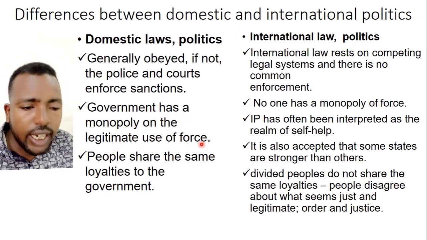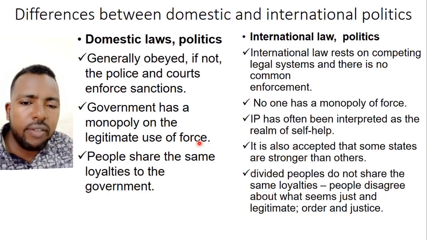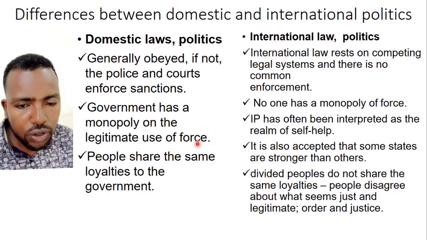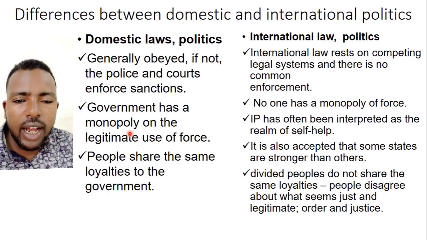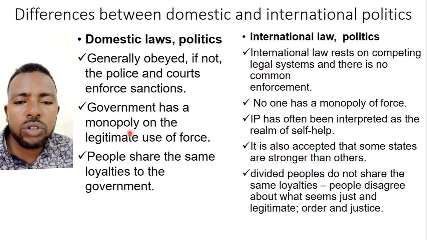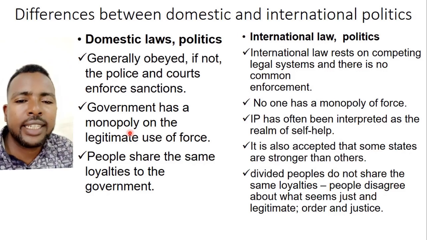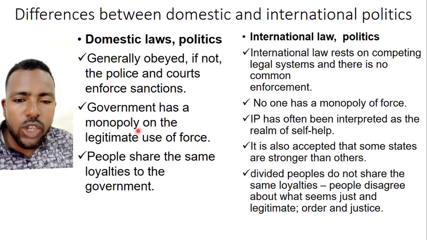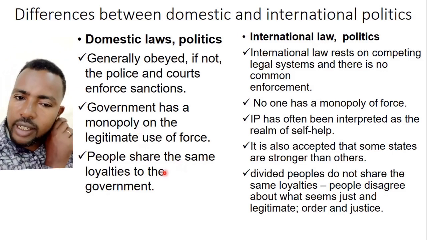The second one: the government has a monopoly on the legitimate use of force. The government is capable and also has the legitimate right to use force in case of a break of law and order. So the government has a police force, the government has a military, the government has laws that help it. In that system, the government has a mandate, the law and legal ground to use force in case it is needed. So the government has a monopoly.